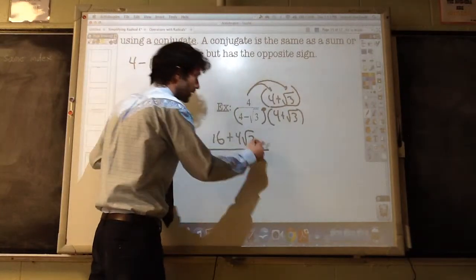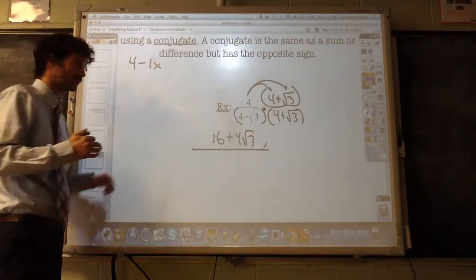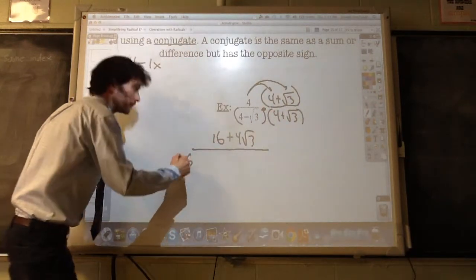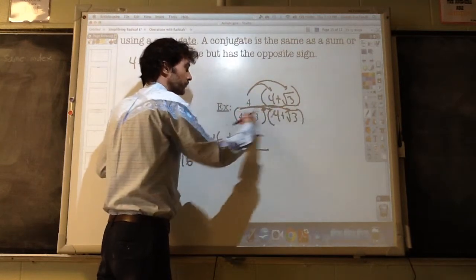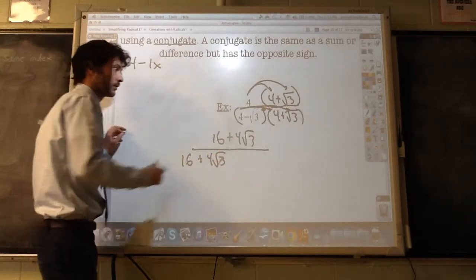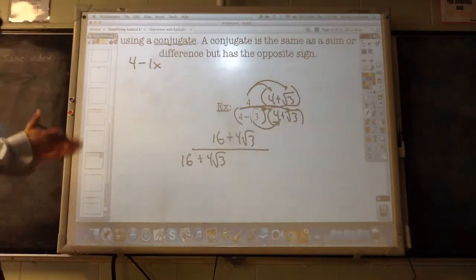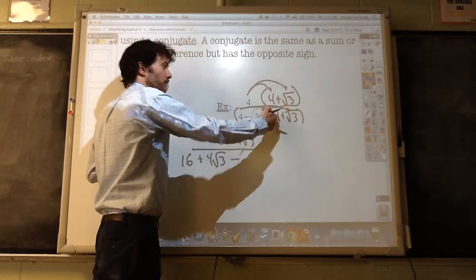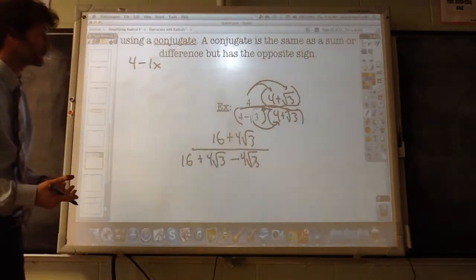Now, on the bottom, I'm foiling, which means I'm going to start off by getting 4 terms. First, outer, inner, last. There's going to be 4 things. So if I do first, I do 4 times 4 and I get 16. That was first. Then I would do outside, so that would be 4 times the square root of 3. Then I would do the inside, so that's negative square root of 3 times 4. So I know it's a negative times a positive, it's got to be negative. And 4 times the square root of 3 is just 4 times the square root of 3 again.